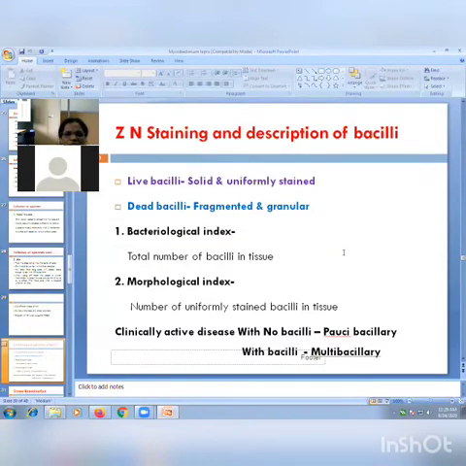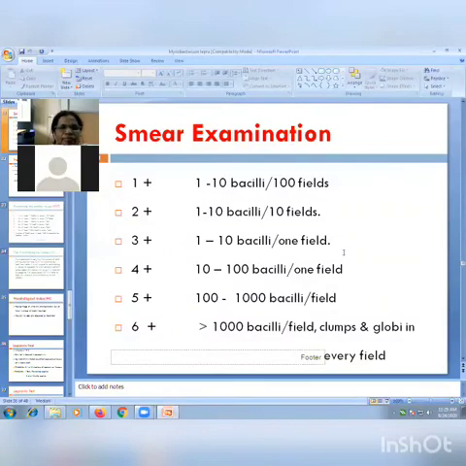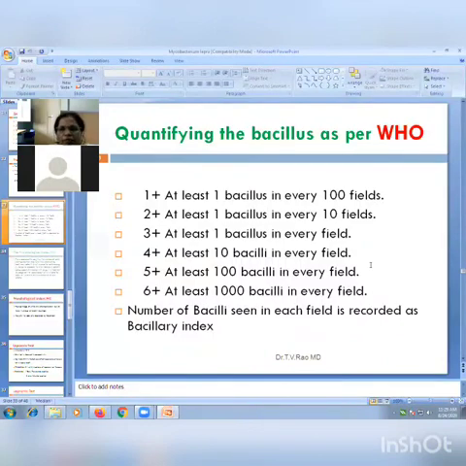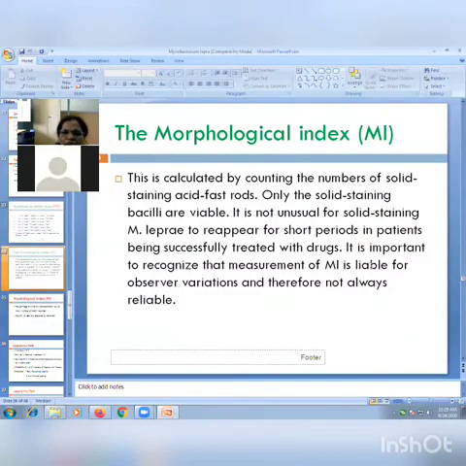These are the ZN staining procedures. It is not important. These are the grades: +1, +2, +3, +4 up to +6. The smear is graded depending upon the number of bacilli. +6 means severity of disease, based on the number of bacilli in that field. Depending upon that, this gradation is done for leprosy. Morphological index is not important. Qualitative points, morphological index.